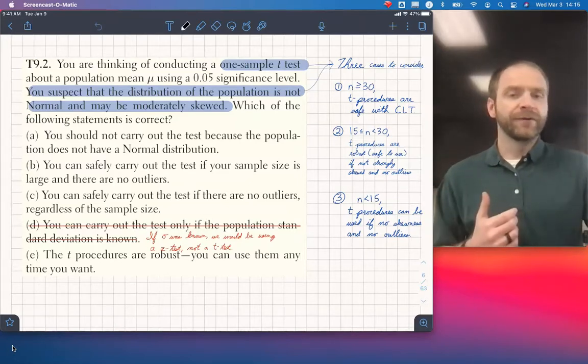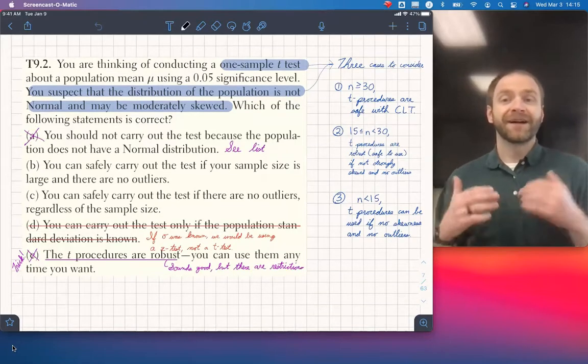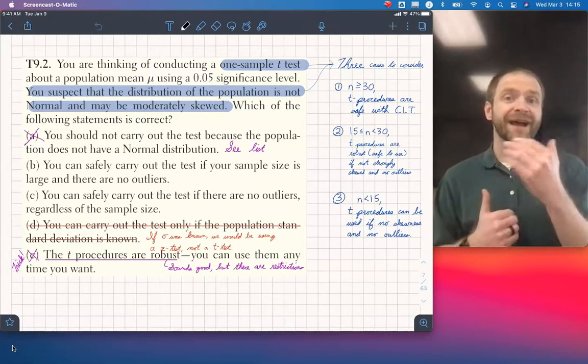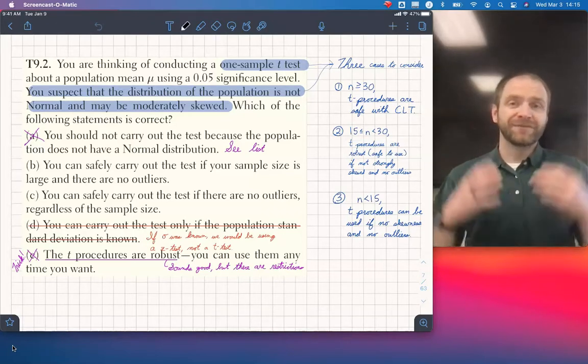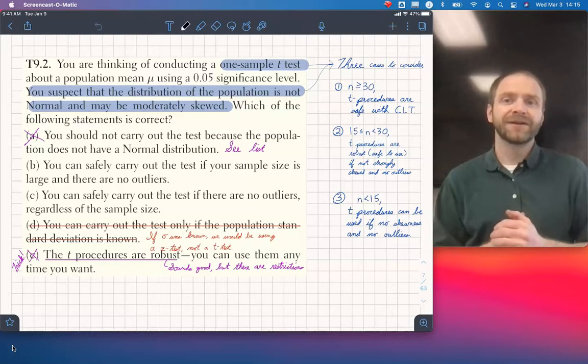So if I go back through, the next one I'm going to eliminate is a couple of the trick ones. And the trick ones are A and E. And do you notice how I said B and C are worded very similar to each other, which makes me think maybe one of those is going to be the choice?